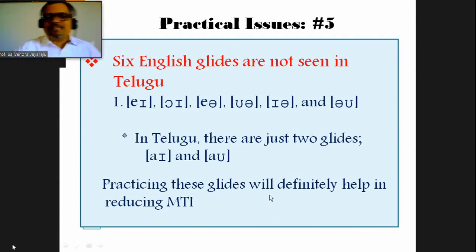Right, practicing these glides will definitely help you in reducing MTI, mother tongue influence. You know, wherever we see these eight glides, we try to use only two glides or sometimes use long vowels. So that creates a problem. That's why pay attention to one principle. Listen to a very good set of utterances carefully. Allow your ear to perceive them properly. Allow your mind to produce them exactly. So this is what we need to understand.